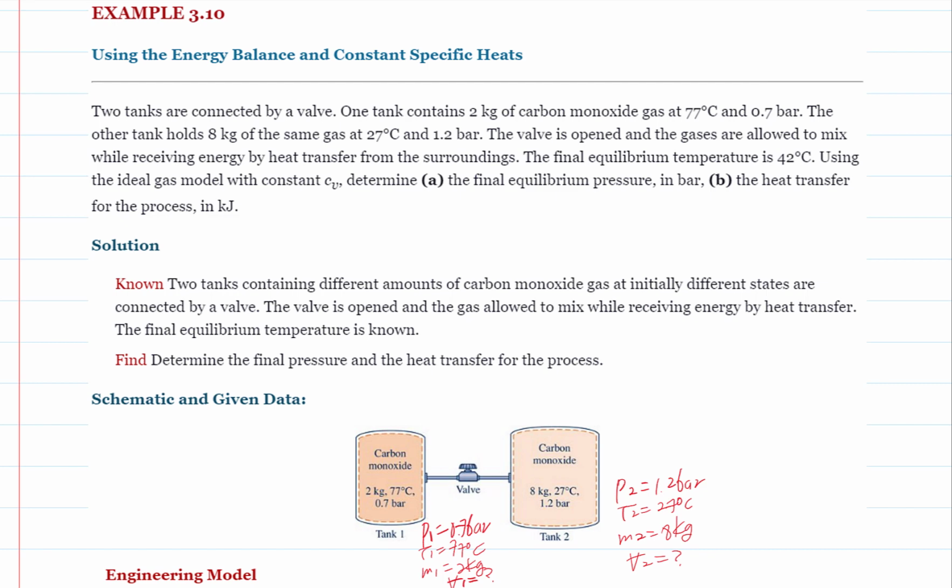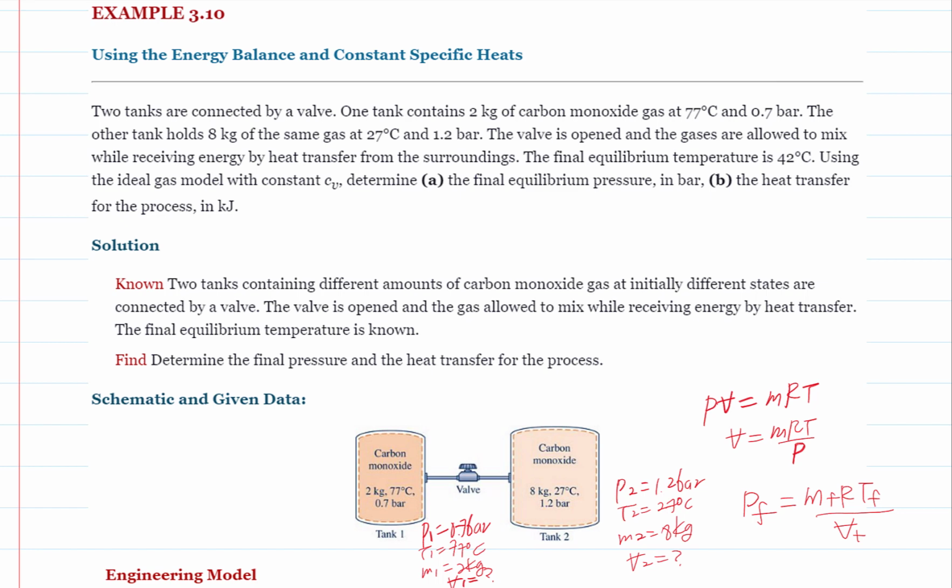Carbon monoxide can be modeled as an ideal gas, so it follows PV equals mRT, the ideal gas law. So we can solve it for volume, mRT over P. So we can determine the volume of each tank. And the final equilibrium pressure, let's say P sub f, final state, can be determined: m total R T final over the total volume.